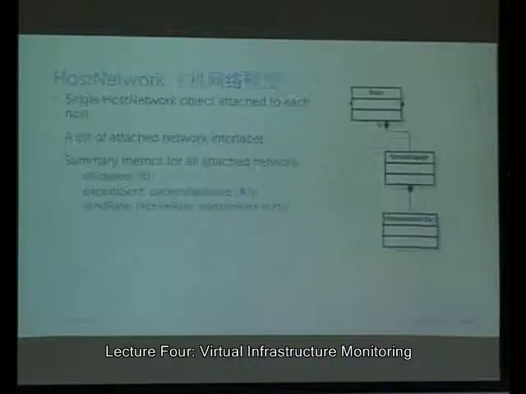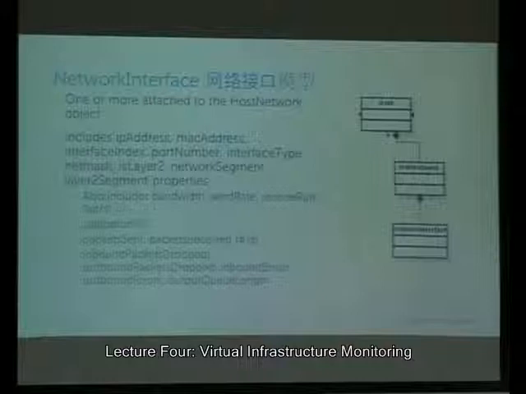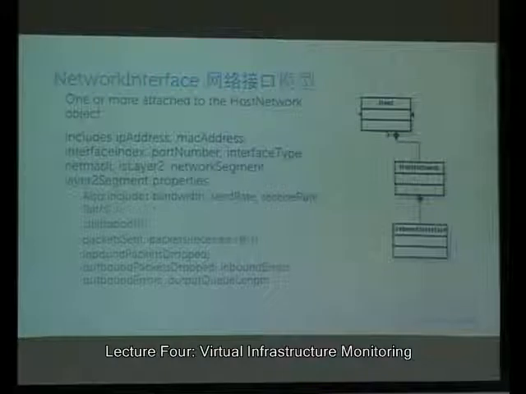So the network is a similar kind of thing. We have a utilization metric, number of packets sent and received, and send and receive rates. So the basic metrics for network utilization of a host. And then we collect all that same information for every single network interface. So if you do IP config on your laptop, you're going to see that you probably have 3 or 4 network interfaces or more. And so we collect all this information, plus some extra stuff.